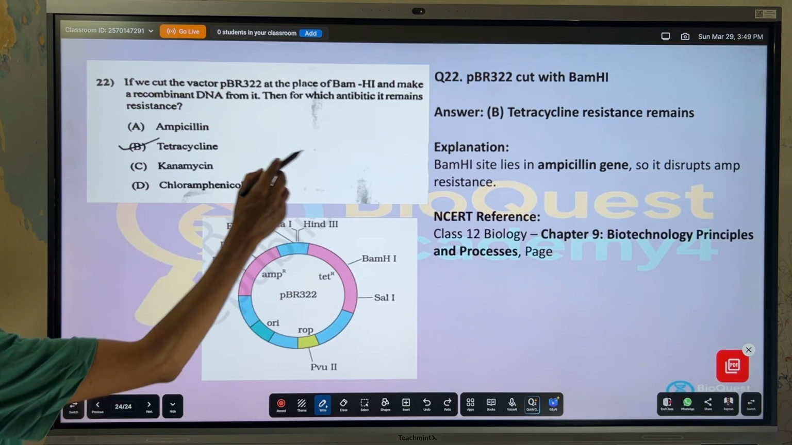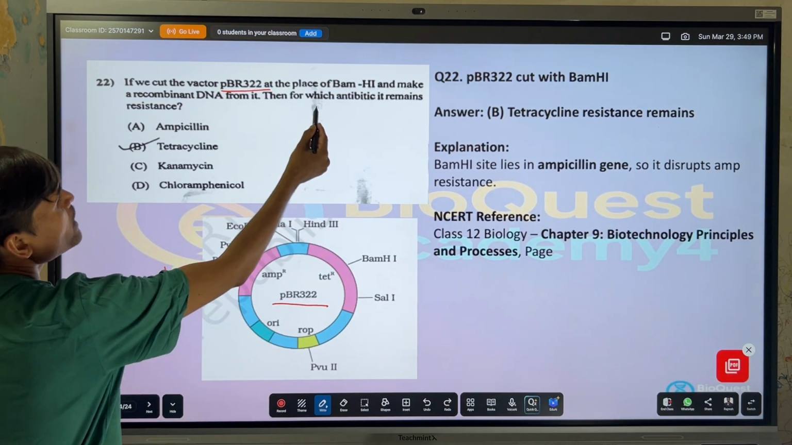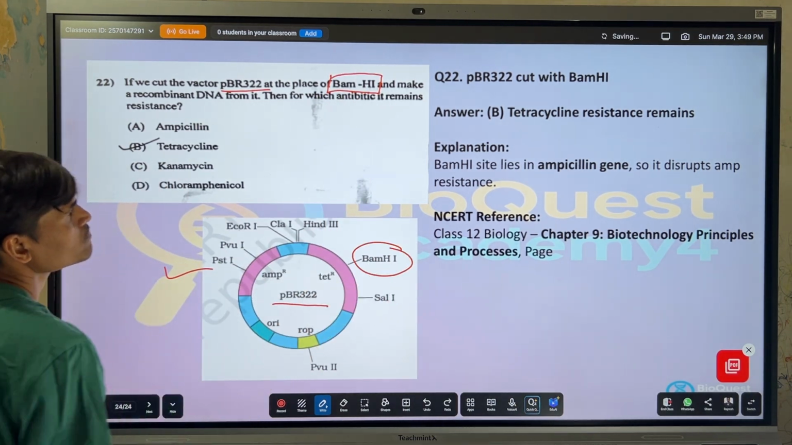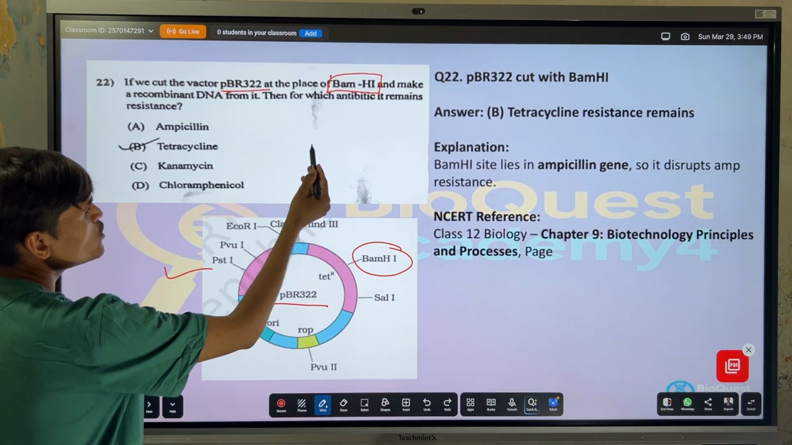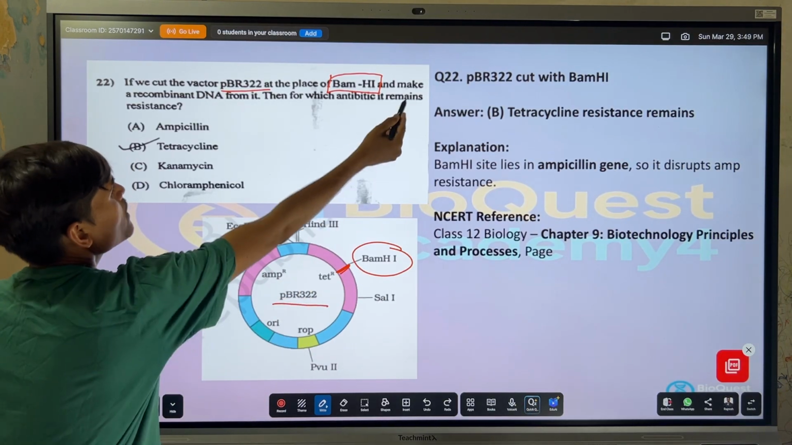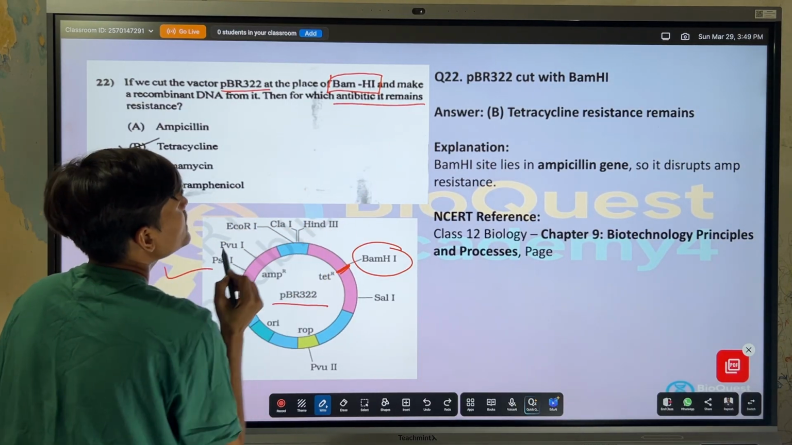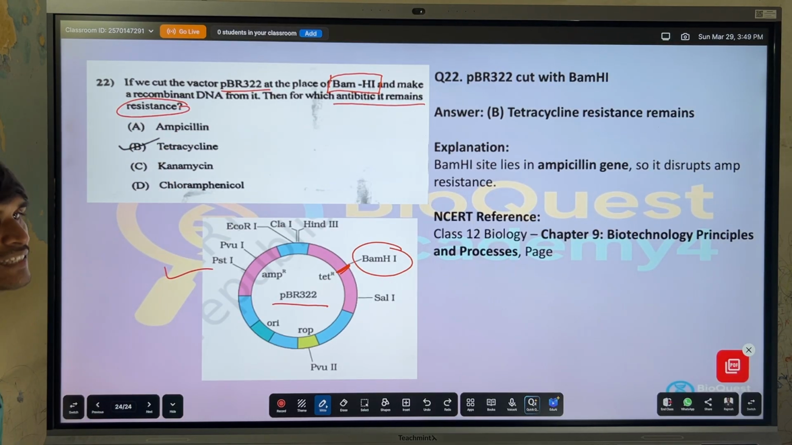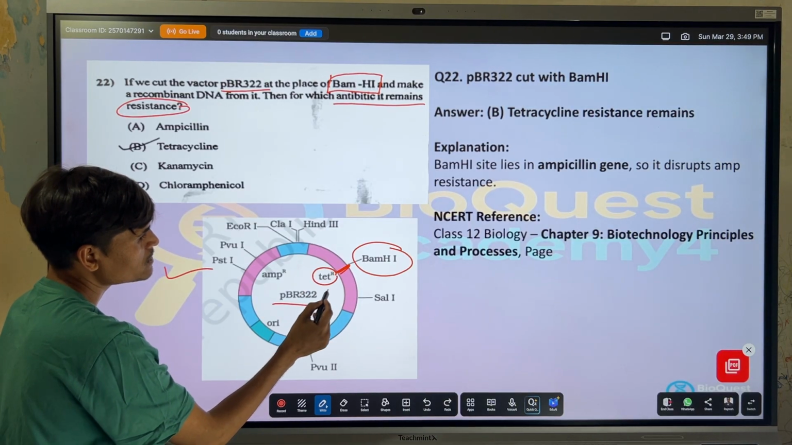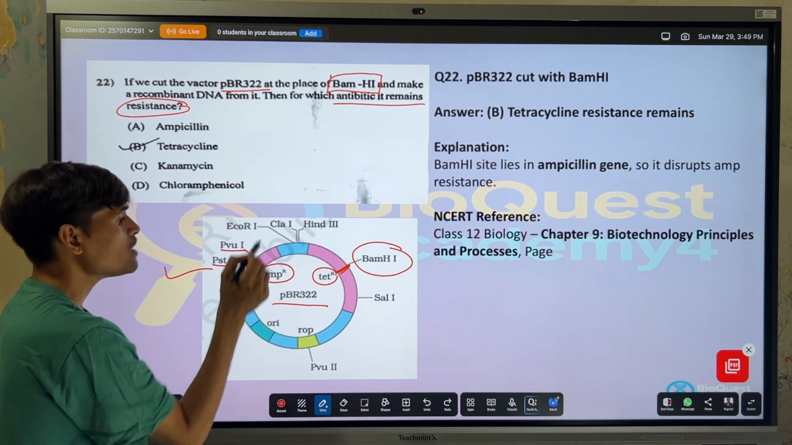Question number 22. If we cut the vector pBR322, this is the diagram of pBR322, at the place of BamHI. Where do you see the BamHI? Here. Now, what they say is we have to cut the pBR322 with BamHI here and make rDNA from it. Then for which antibiotic does it remain resistant? BamHI is inside the tetracycline resistance gene, and PstI and PvuI are in the ampicillin resistance gene.